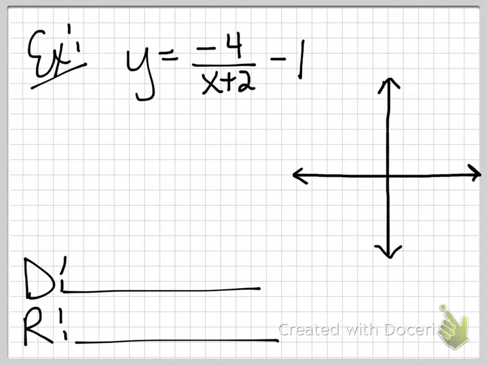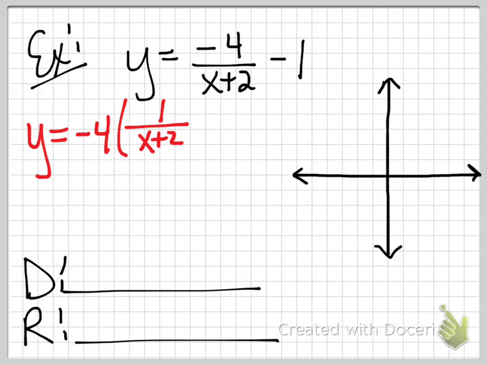Okay, let's try another one. This example has a few more steps to it, so let's rewrite it first. I'm going to write the -4 on the outside, and then I'm going to put 1 over x plus 2. Keep in mind x plus 2 right here, that's x world. So we're going to be looking at how does this shift and whatever else happens here.